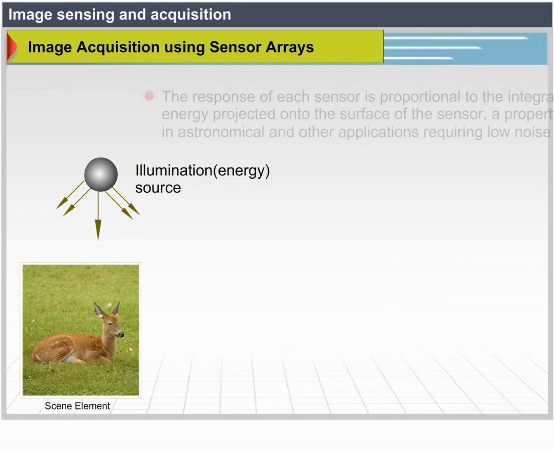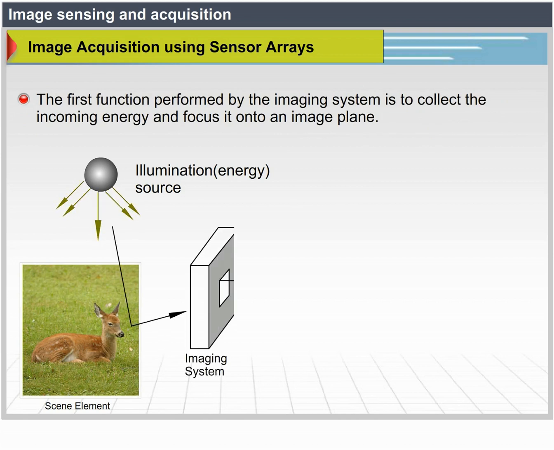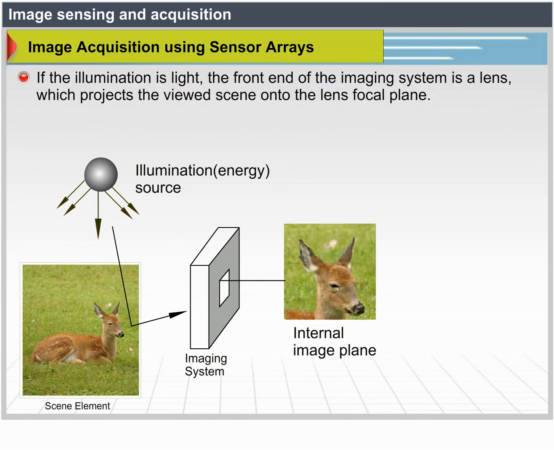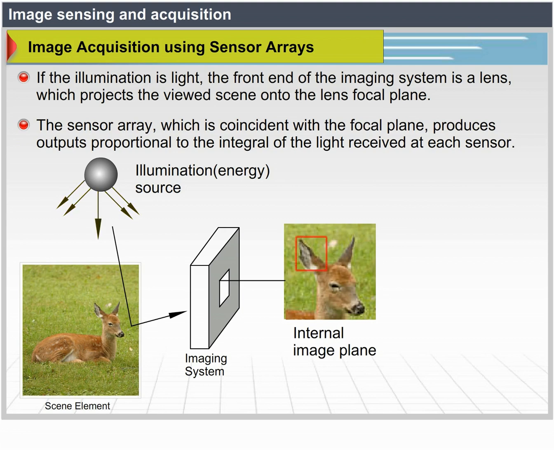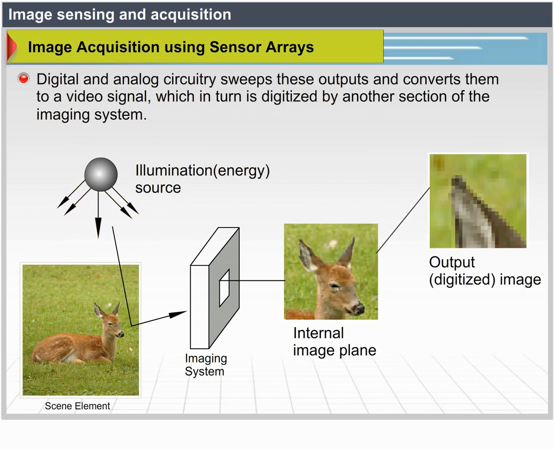The first function performed by the imaging system is to collect the incoming energy and focus it onto an image plane. If the illumination is light, the front end of the imaging system is a lens which projects the viewed scene onto the lens focal plane. The sensor array, which is coincident with the focal plane, produces outputs proportional to the integral of the light received at each sensor. Digital and analog circuitry sweeps these outputs and converts them to a video signal, which is then digitized by another section of the imaging system. The output is a digital image.